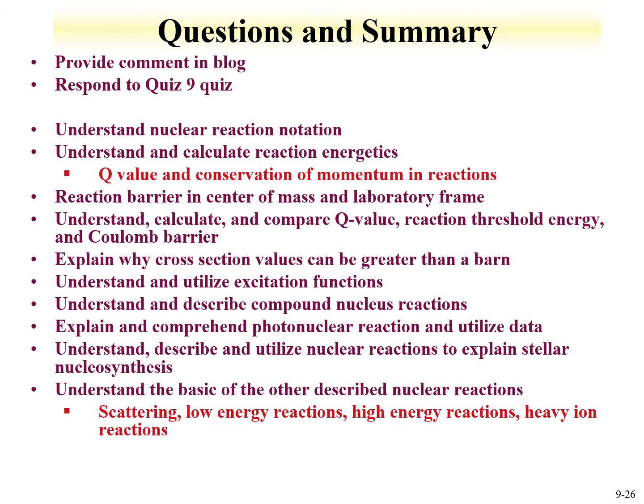You should understand reaction barrier in center of mass and the laboratory frame, how to convert one from the other. You should understand, calculate, and compare Q values, reaction threshold energies, and the Coulomb barrier. For a given reaction, you would be expected to provide the Q value, the reaction threshold energy, and the Coulomb barrier. You should be able to explain why cross-section values can be greater than a barn, with a barn being their physical cross-section.